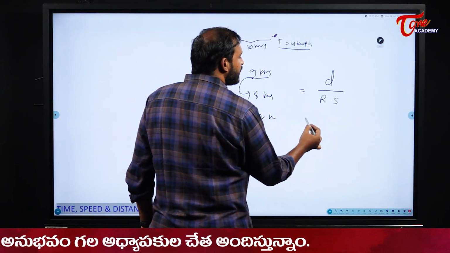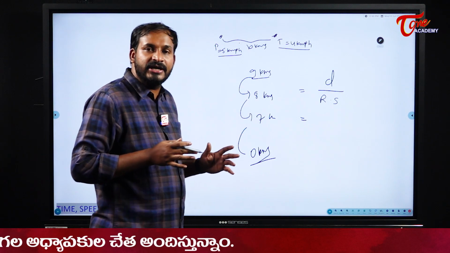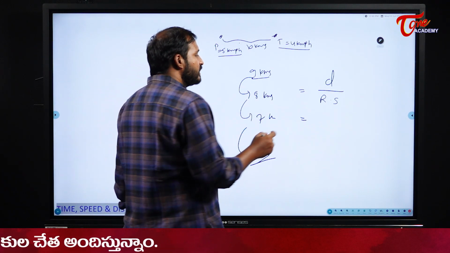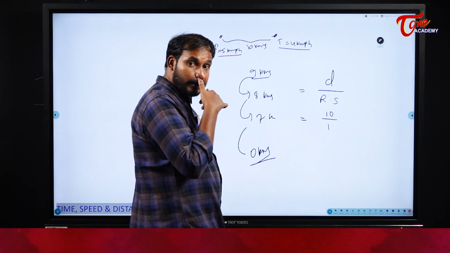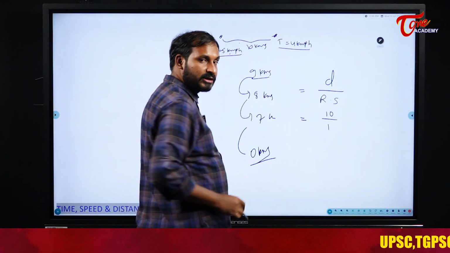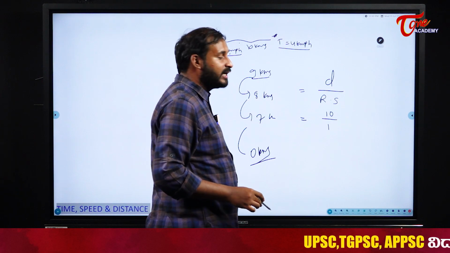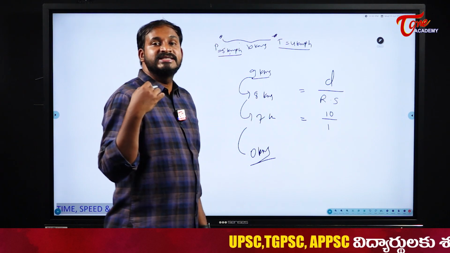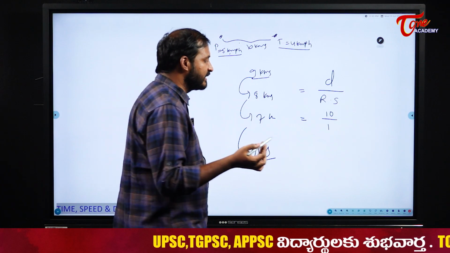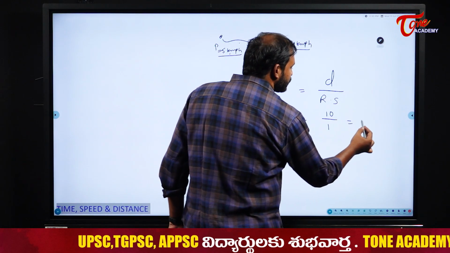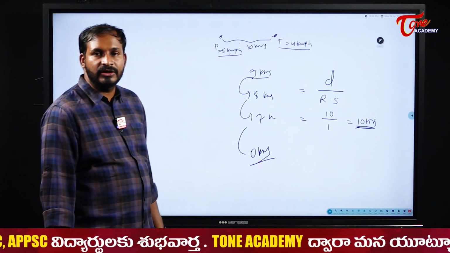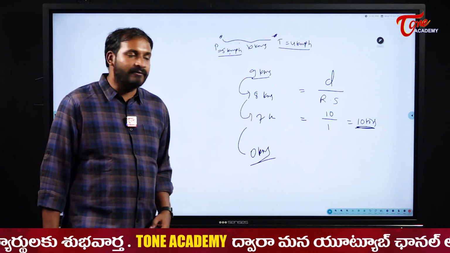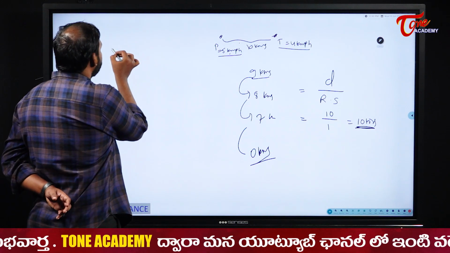That means the time in which the two persons meet is distance by relative speed. Here both are moving in the same direction, so the relative speed will become minus. The distance between them is 10 and the relative speed is 5 minus 4, which is 1. The difference between their speeds will become the relative speed if two persons move in the same direction. So the police is going to catch the thief in 10 hours of time.